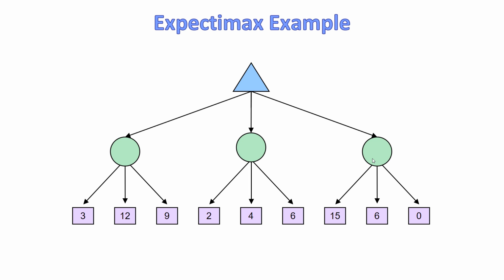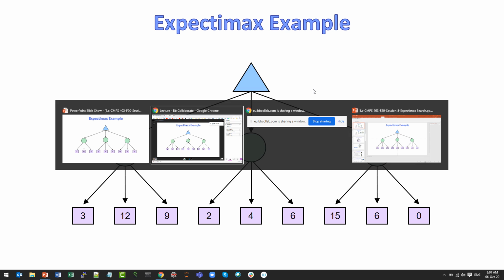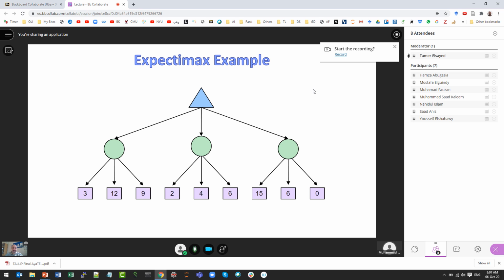So if we have this example, we have here the max node, and at that level the chance nodes, and we want to compute the value of the game. So what is the value of the game in this case? Anyone wants to try with me? What would be the value of this game? How would we compute it? Anyone? Do you hear me? So how will we compute the value of the game here?